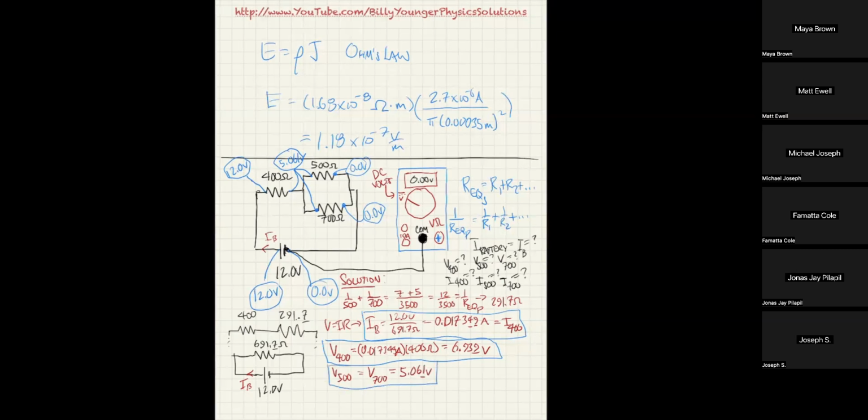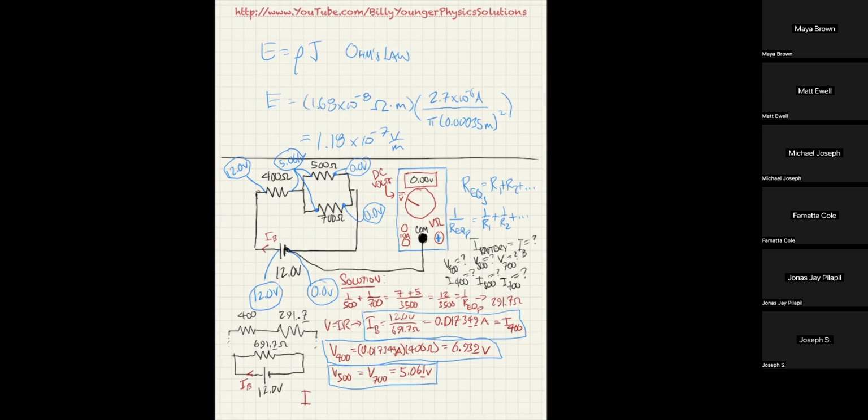Everybody see how I did that? Does it make sense? Go ahead. Is that just 12 minus the other one? Exactly. Yeah, just 12 minus the 6.939, because that's how much, according to Ohm's law, the voltage has to drop in a current going through a 400 ohm resistor. Does that make sense to everyone? Anybody have any questions? All right.